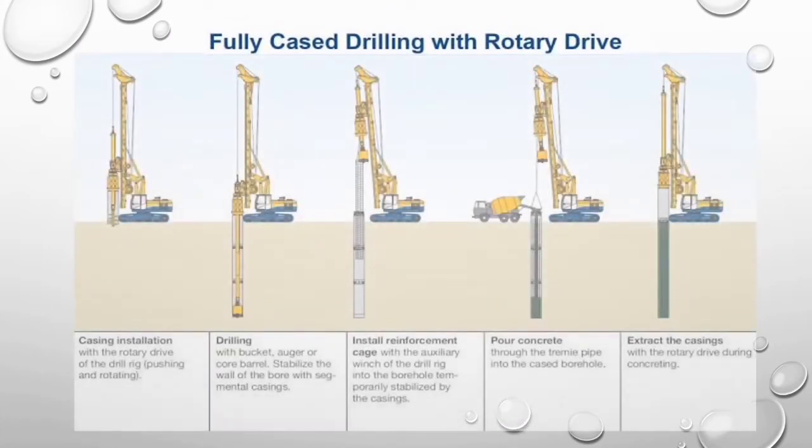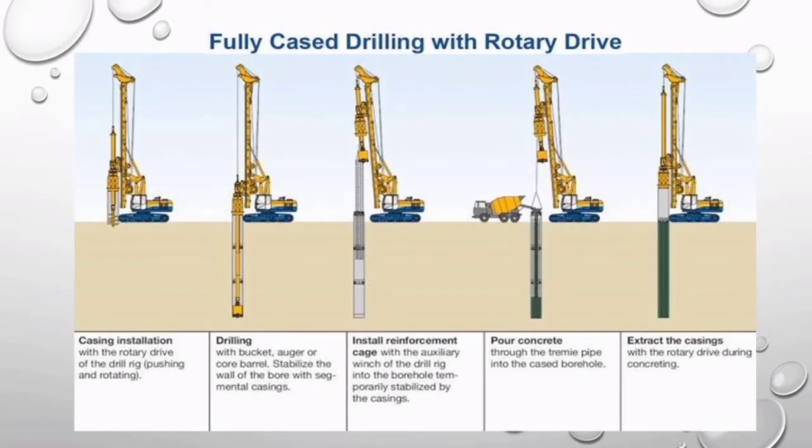Fully cased drilling with rotary drive. First, casing installation with the rotary drive of the drill rig, pushing and rotating. Second, drilling with bucket, auger or core barrel. Stabilize the wall of the bore with segmental casings. Third, install the reinforcement cage with the auxiliary winch of the drill rig into the borehole temporarily stabilized by the casings. Fourth, pour concrete through the tremie pipe into the cased borehole. And fifth, extract the casings with the rotary drive during concreting.